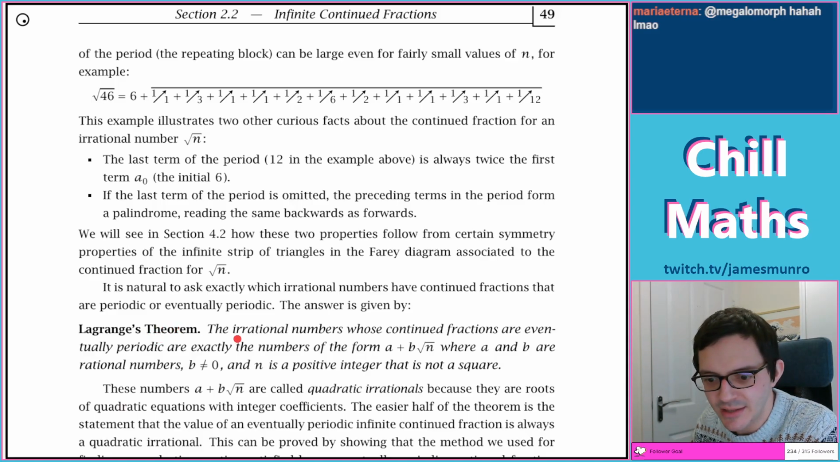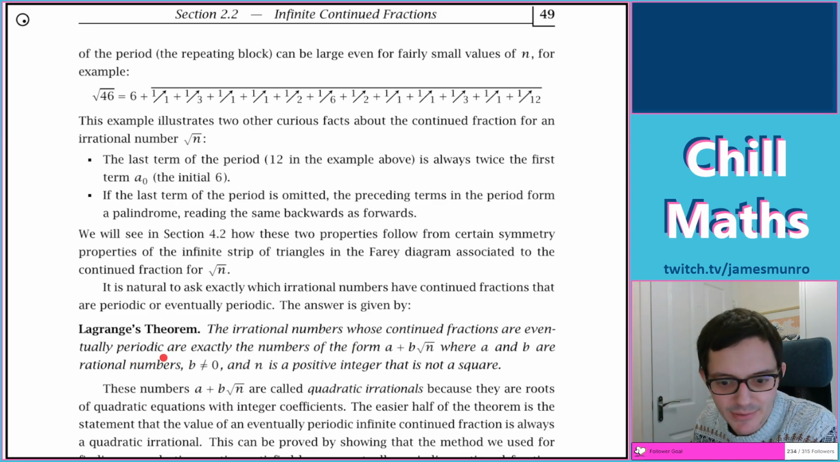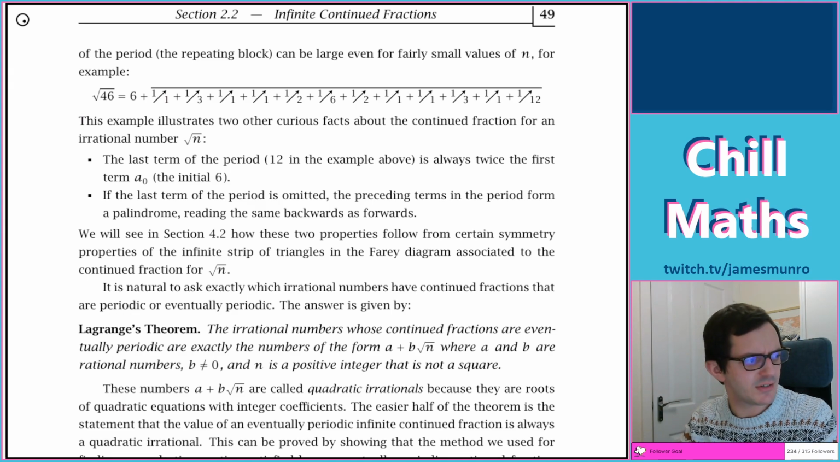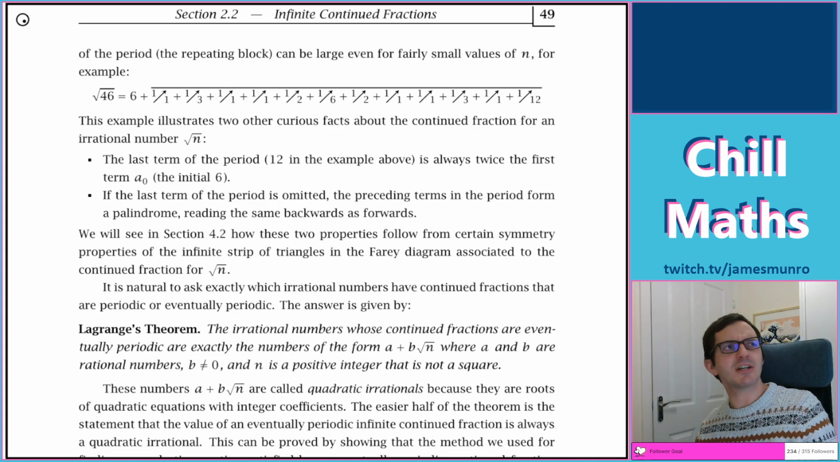Here's Lagrange's theorem. The irrational numbers whose continued fractions are eventually periodic are exactly the same as numbers of this form, where A and B are rational. There's another way to write this. That does sound like the same thing as what I said. I'm thinking the quadratic formula. Oh, I said roots of quadratics, and that includes loads of stuff, doesn't it? I should say roots of quadratics with rational coefficients.